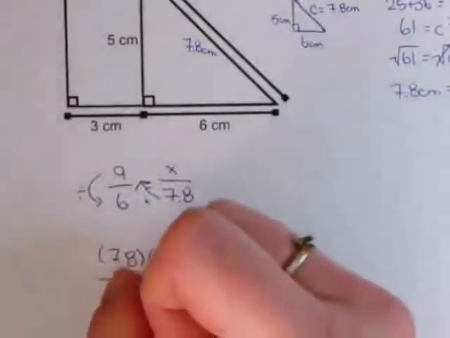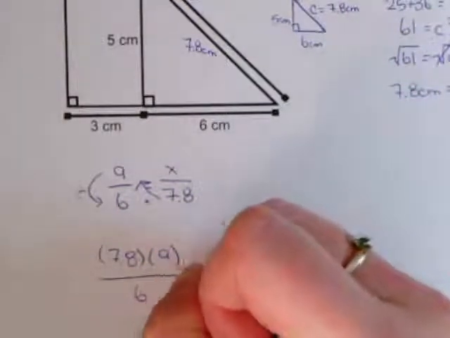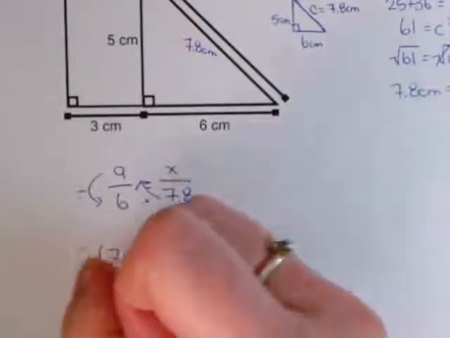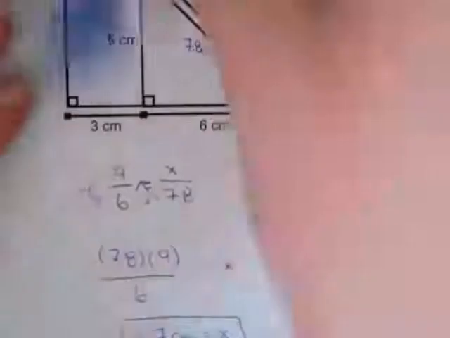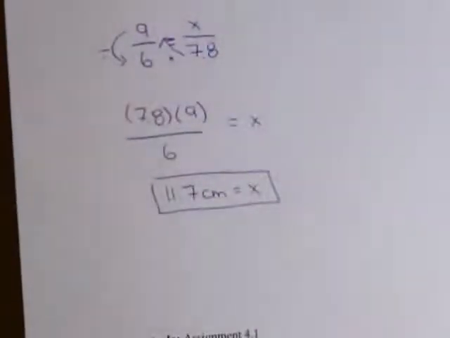Therefore, your value is 11.7 centimeters is equal to x. Oops, can't see that right now. Hang on here. There we go. And that's what you have.